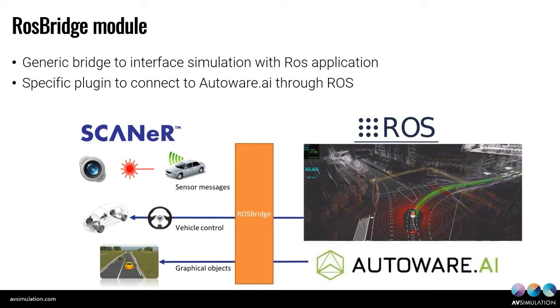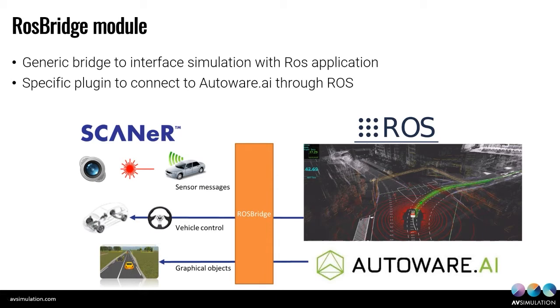We also provide a new feature for enabling the connection with ROS applications. So we have this new module which is named RosBridge, which is a very generic bridge to connect SCANeR with a ROS application. So it's very flexible. You have different kinds of plugins. You can choose exactly which kind of sensor message you want to provide to your ROS application. You can choose how you want to control the vehicle. You can also use some display and use this display in the sensor of your module, and I will show you this module just after.